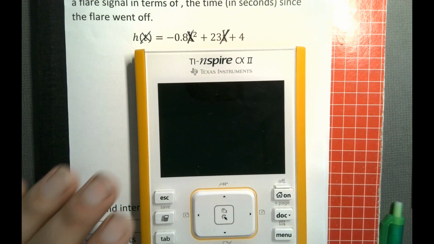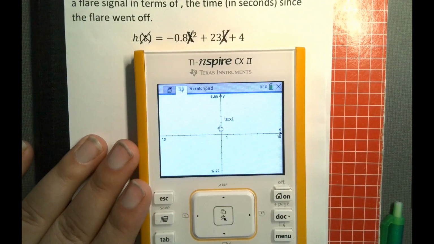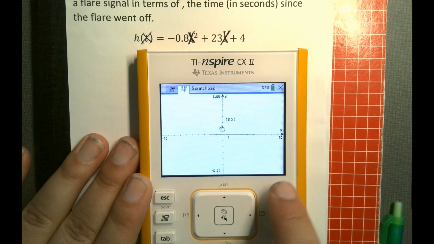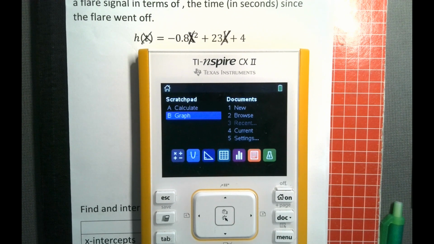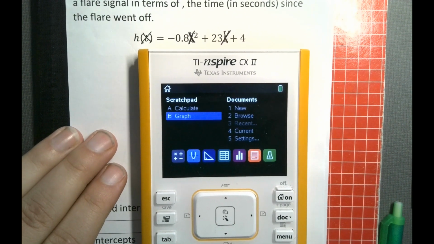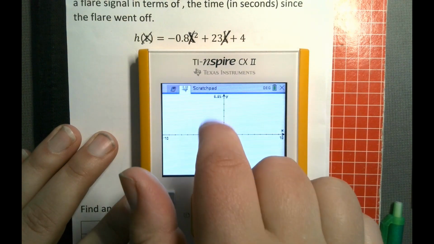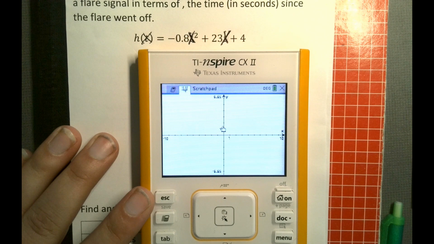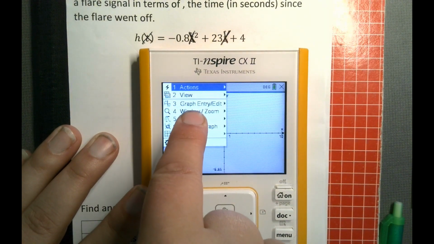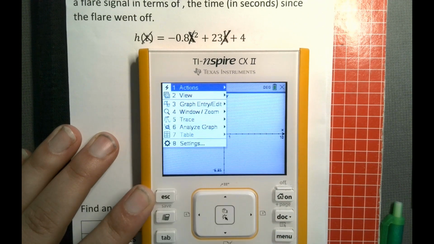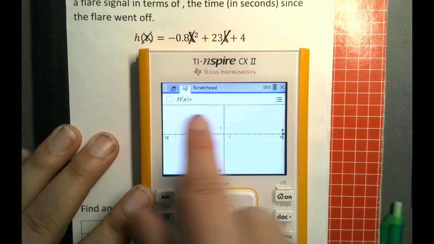Grab your calculator. Go get you a calculator. Okay. On the home screen, we're going to just go ahead and open up that graph. What do I do to get the little equation thingy to pop up? Menu. See how it says graph or entry? We want to put something in? 3, 1. Yeah, 3, 1. See how it popped up my equation?